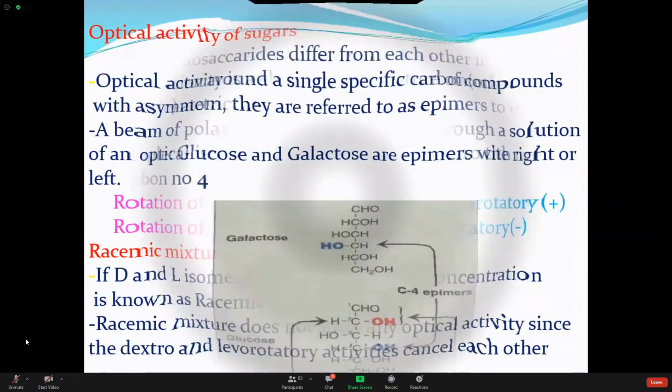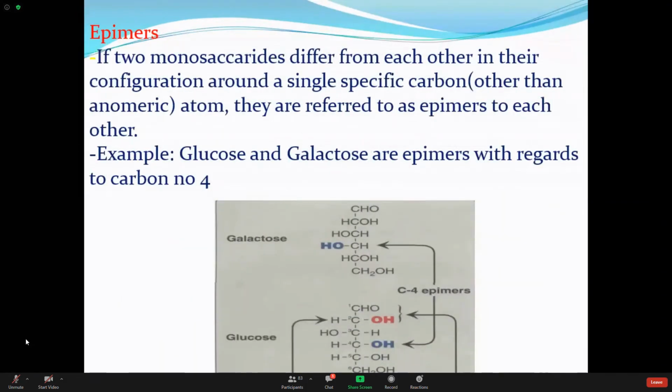And now comes the third variety, called epimers. Okay, so what is the meaning of epimers? Did you hear about epimers before?